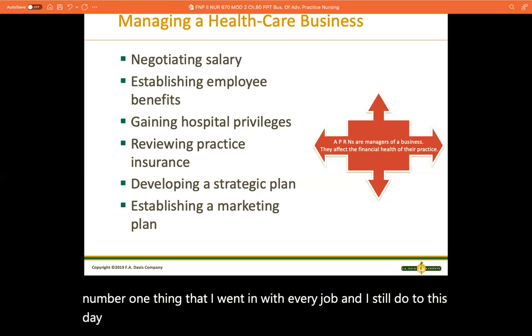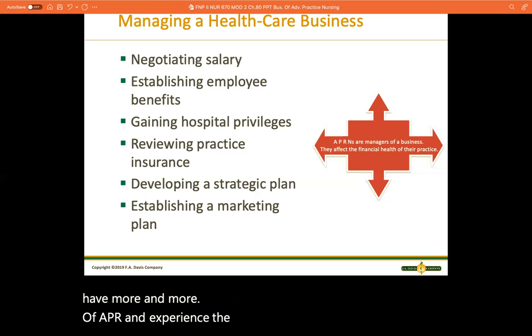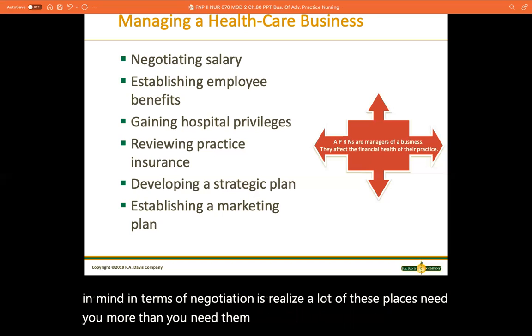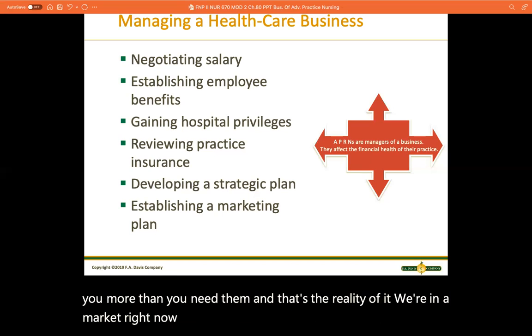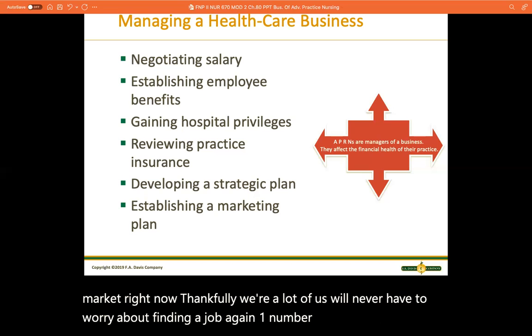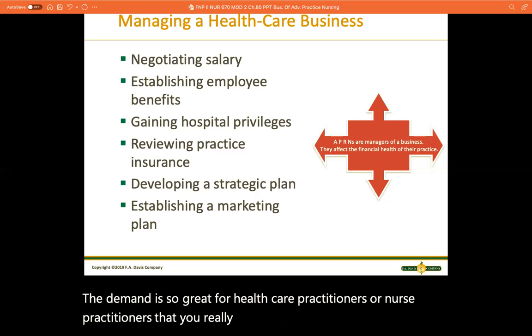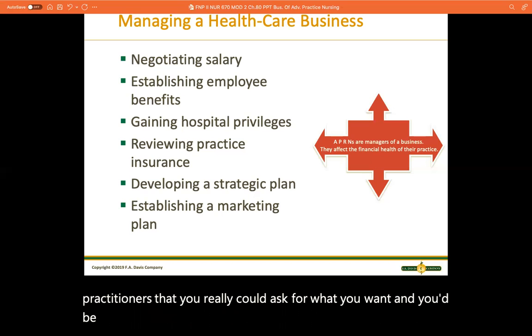Obviously, as time goes on and you have more and more years of APRN experience, the numbers you can ask for in negotiation can go up. The other thing I want you to keep in mind in terms of negotiation is to realize that a lot of these places need you more than you need them. That's the reality of it. We're in a market right now, thankfully, where a lot of us will never have to worry about finding a job again, number one. Number two, the demand for healthcare practitioners and nurse practitioners is so great that you really could ask for what you want, and you'd be surprised. The likelihood is they may give it to you. Okay, so that's just a thought.